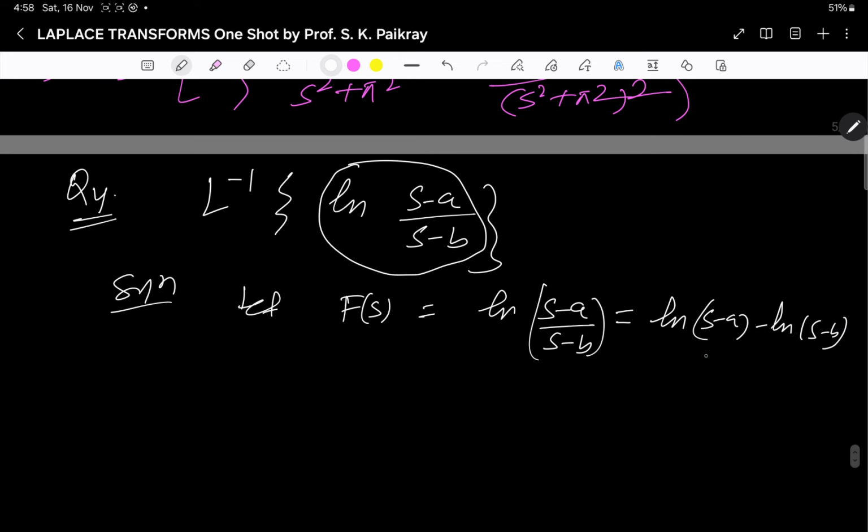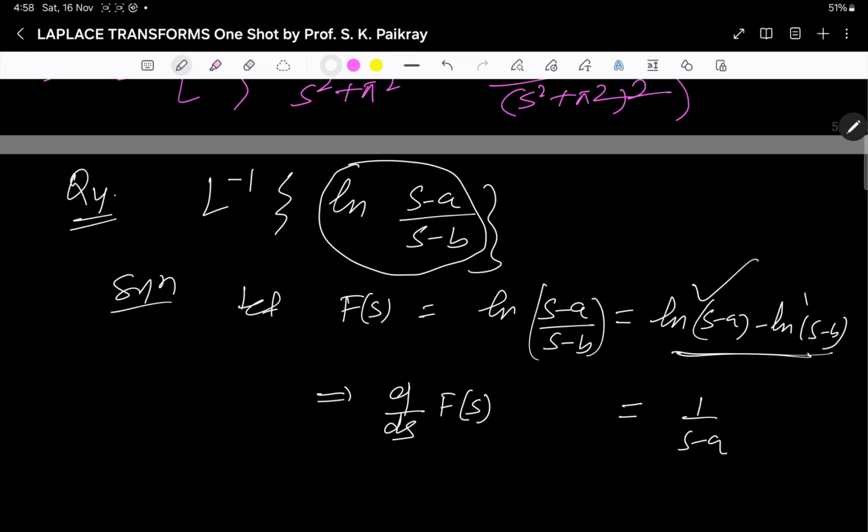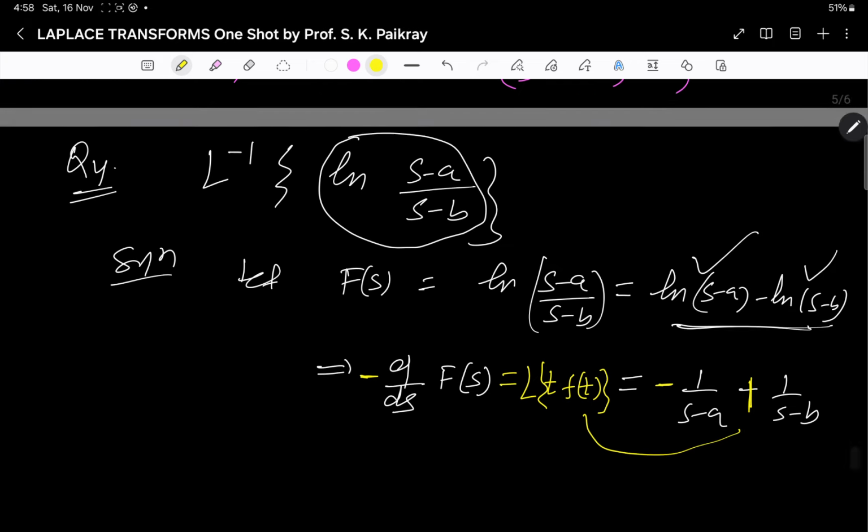So now the moment ln is there, the derivative is quite easy. If I find d by ds of F(s), it will be my what? The derivative of this is 1 by (s minus a). The derivative of this is minus 1 by (s minus b). If I multiply a minus sign here, then I get minus here and plus here. So now this is nothing but L of t f(t), is it not? So you recall the formula L of t f(t). So now L of t f(t) is equal to this.